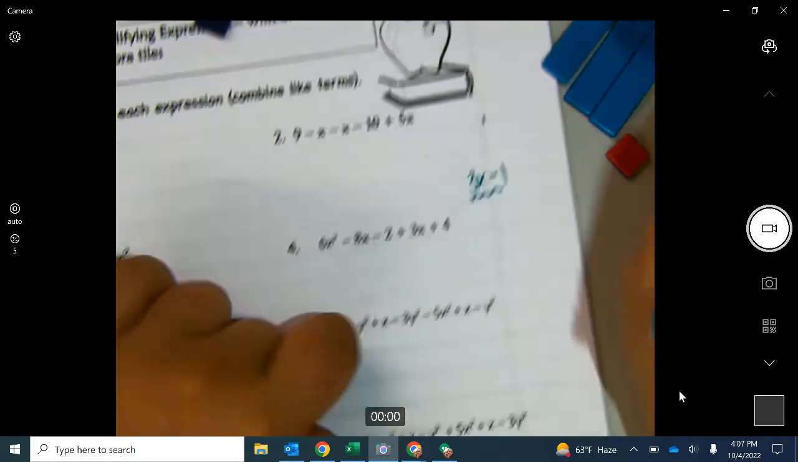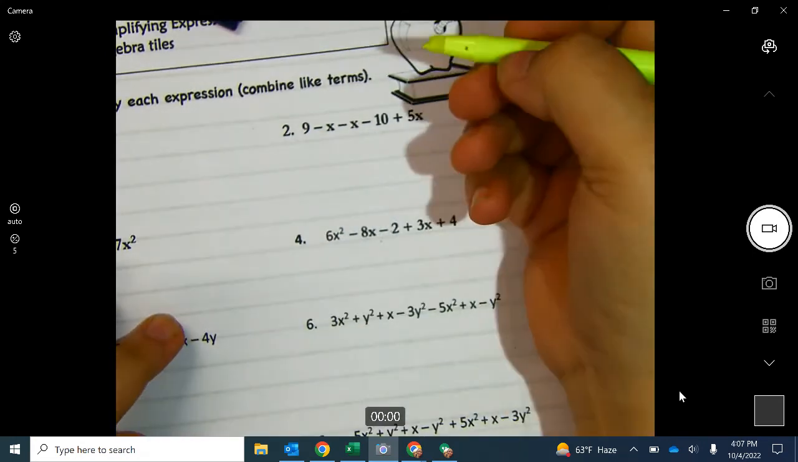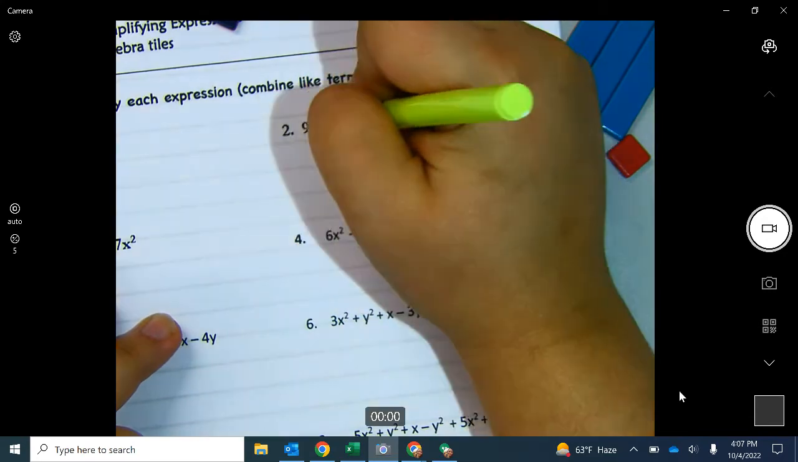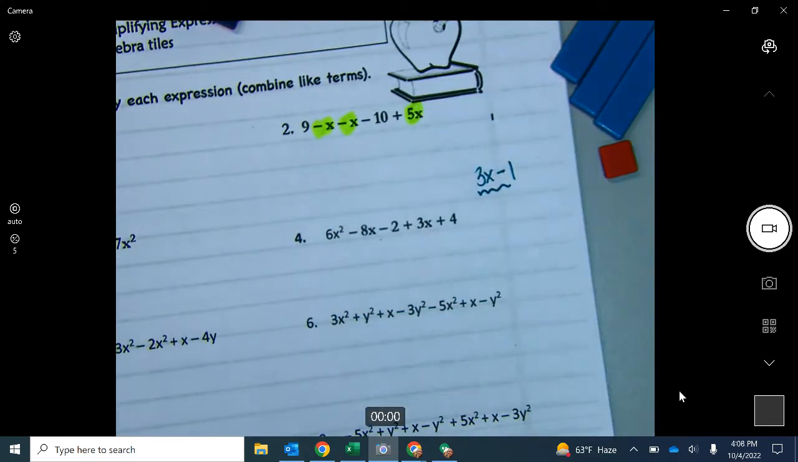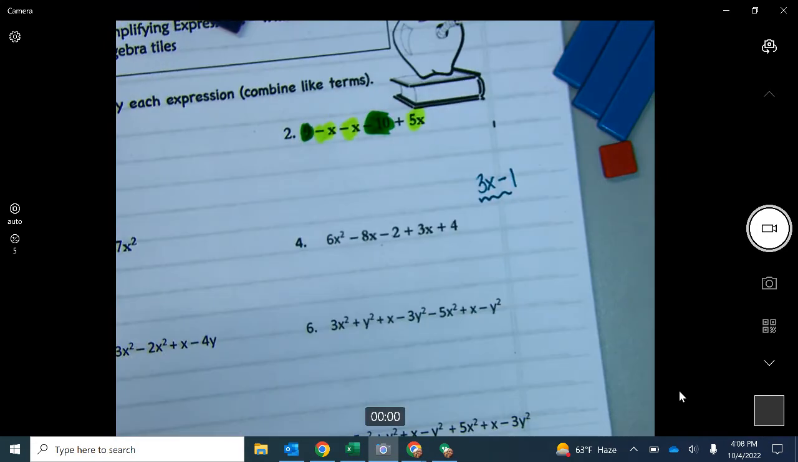All right, so if we didn't do it with the tiles, okay, sorry, decided I needed a highlighter. So if we didn't do it with the tiles, first we need to identify our x's. So I see I've got a minus x, another minus x, and a 5x. Then I see that I have a 9 and a negative 10.